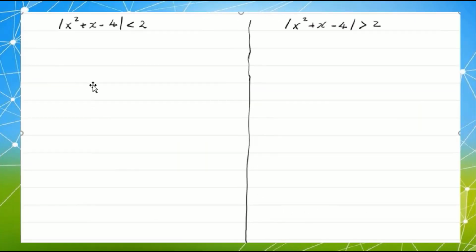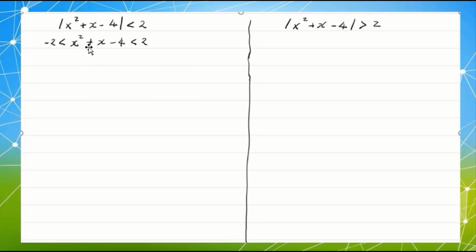Now let's try this modulus inequality. Since the modulus is less than 2, it means when we take away the modulus sign, it becomes greater than negative 2 and less than 2. But when we look at this function, since it is not linear, we are not able to solve this inequality directly.